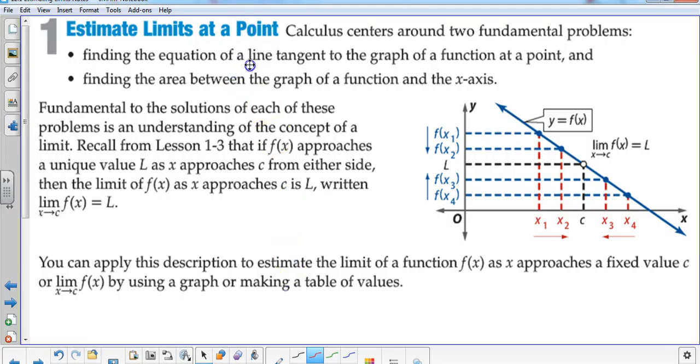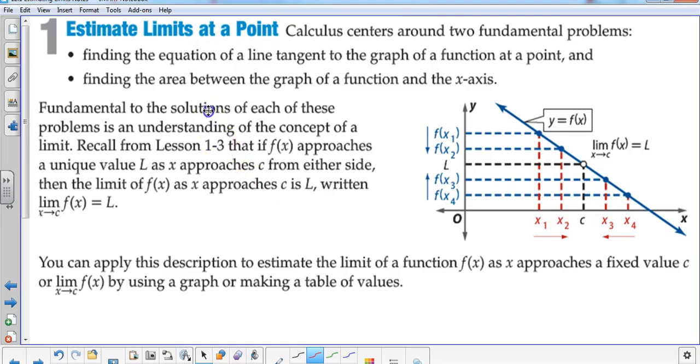All right, this slide I put in here because it talks about how calculus centers around two fundamental problems: finding the equation of a line tangent to the graph of a function at a particular point, and finding the area beneath the graph of a function, between the graph of the function and the x-axis. Okay, so those are some ideas you will take into calculus and learn more about.